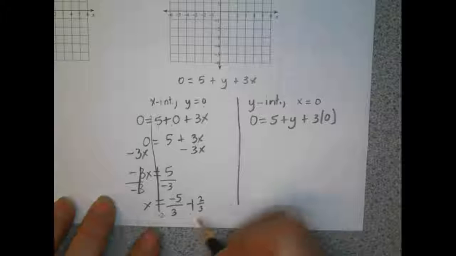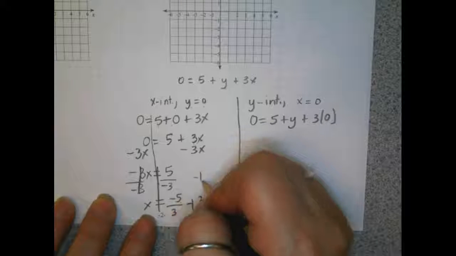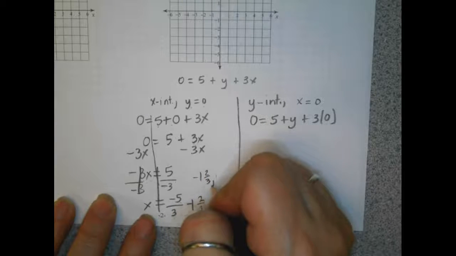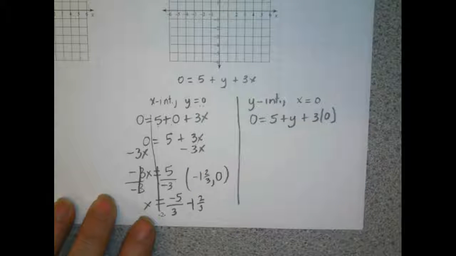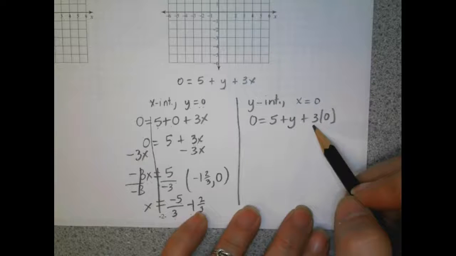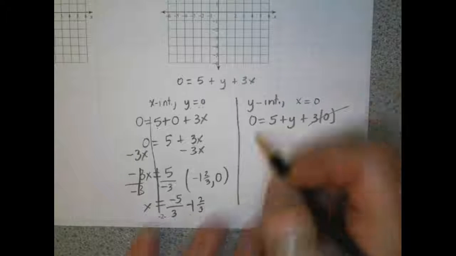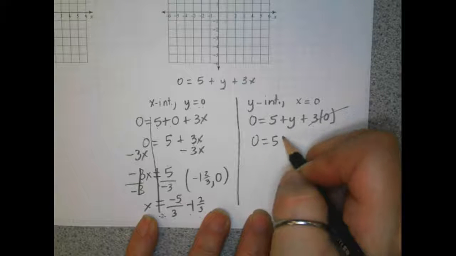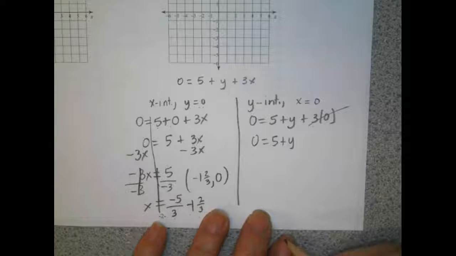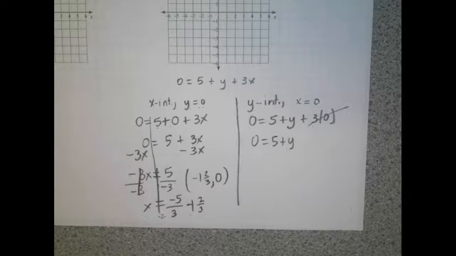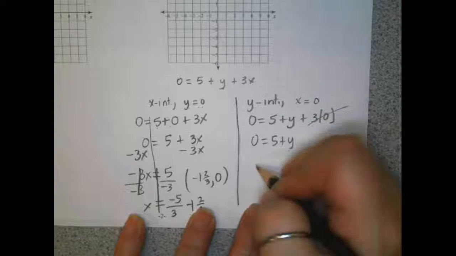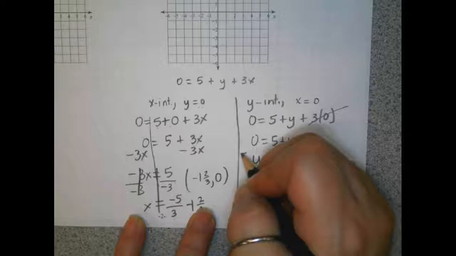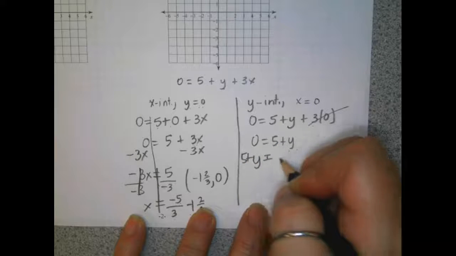Okay, so this ordered pair is going to be a weird one. It's negative 1 and 2/3 and 0. Remember, because y is 0. Okay, now let's solve this one. What is 3 times 0? So now I have y is equal to 5 plus y, right? This time I am going to switch sides because I want that positive. Okay, so I'm going to switch sides. I'm going to rewrite it as 5 plus y is equal to 0.